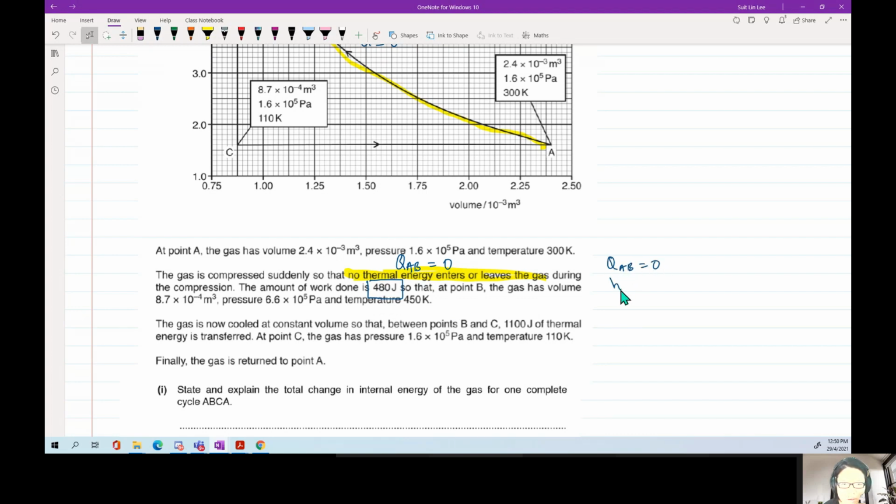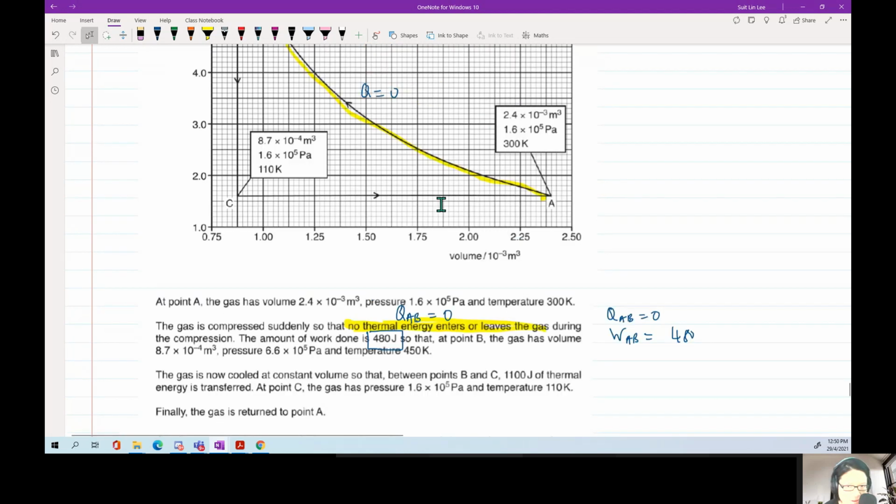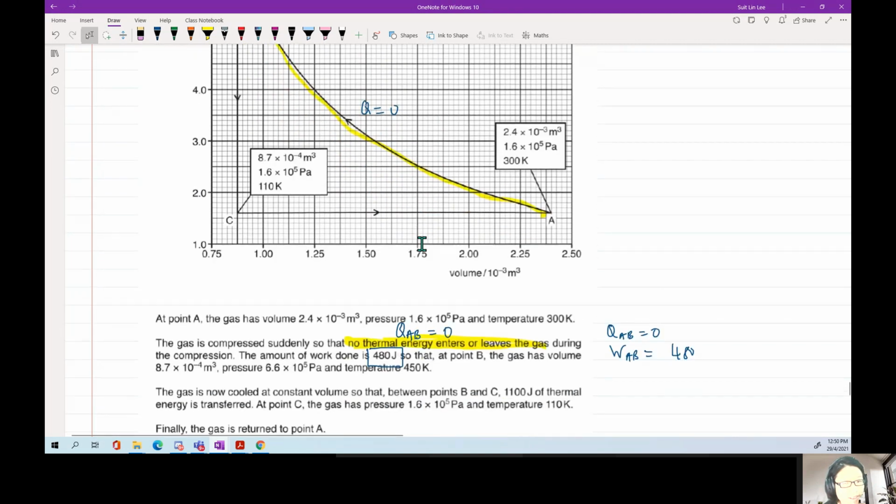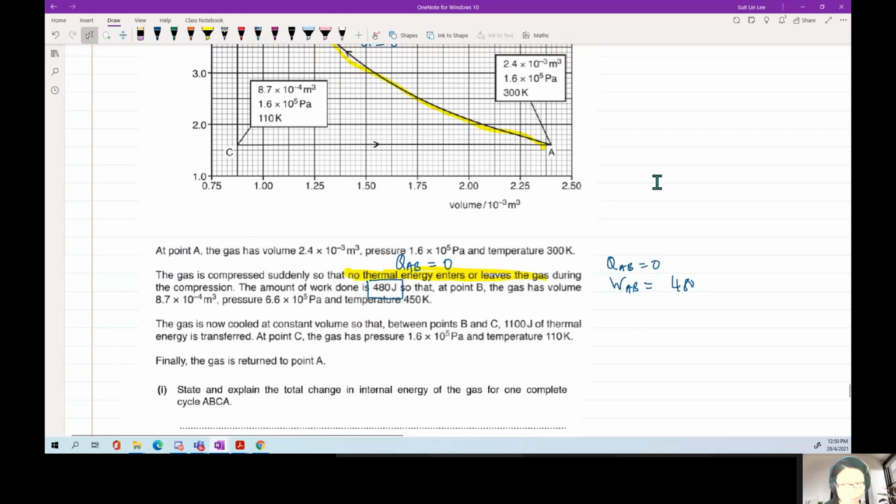QAB is 0. WAB is 480. Wait, is it positive or negative? Volume decrease, gas compressed, work done on the gas. Volume decrease, so this is positive. The gas has this volume, this pressure, and this is B.